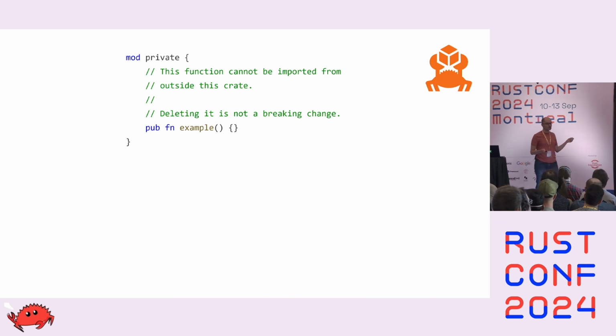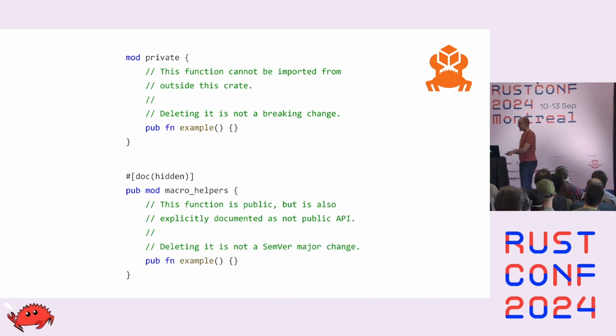In this first example, we have a public function. It just so happens that it's in a private module. And because it's in a private module, nobody could import this function. So it doesn't matter that it's public. Nobody could be using it, so deleting this function completely, not a breaking change.